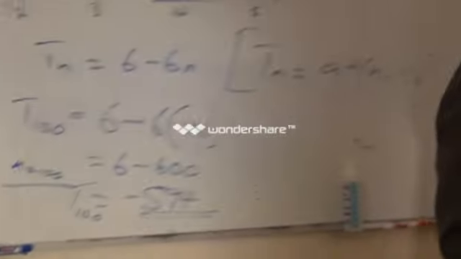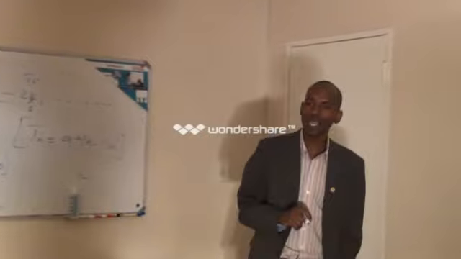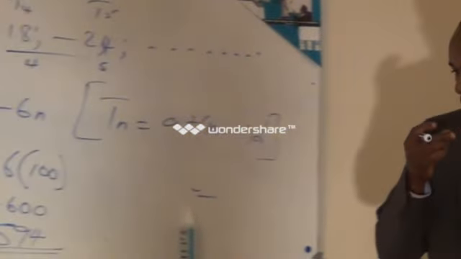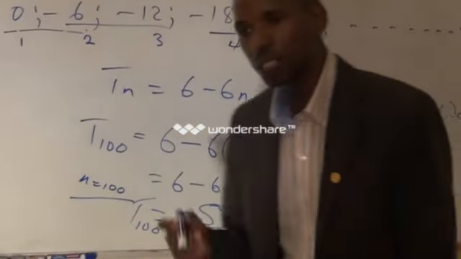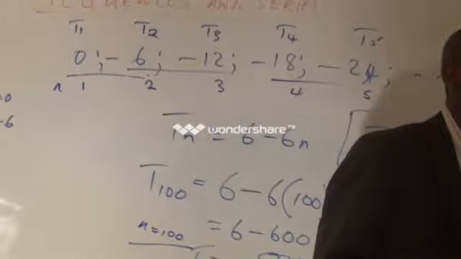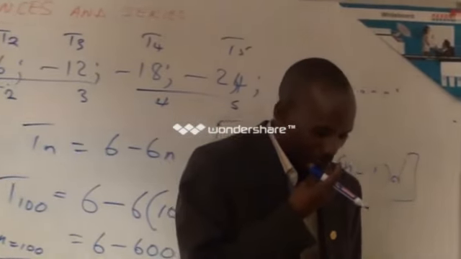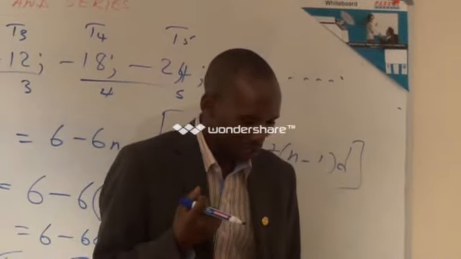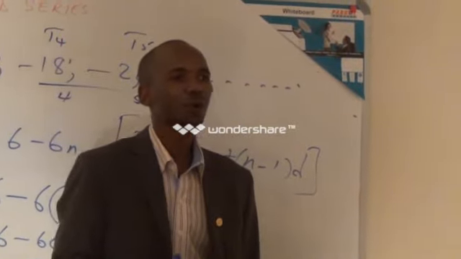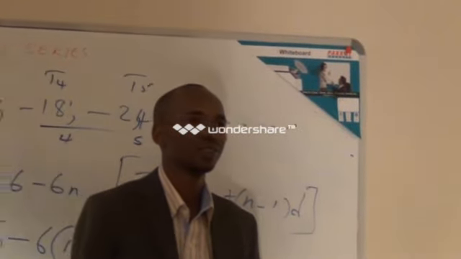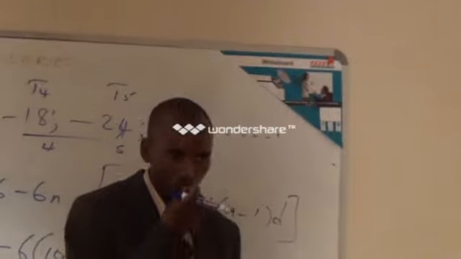Are we happy? Okay, good. Obviously, the next question that you're going to ask me is, you have said that this type of sequence is an arithmetic sequence. What are the other types? Okay, that's what we actually want to look at now.